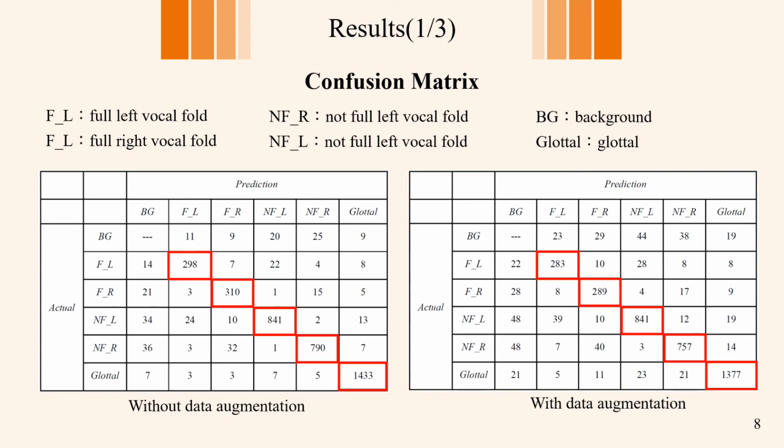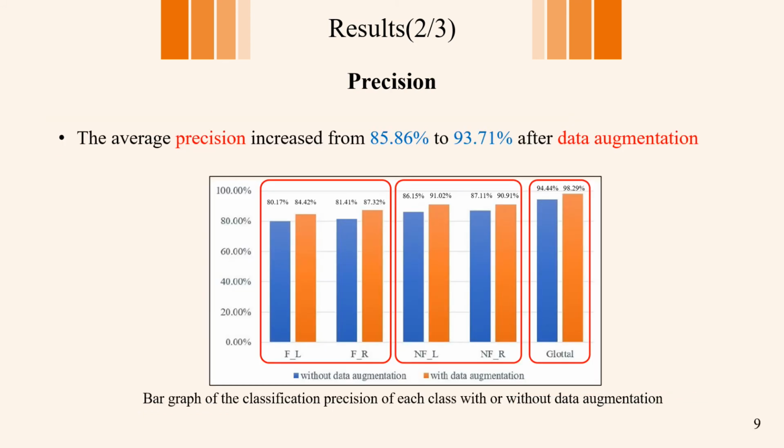In addition, due to the high similarity among the surrounding tissues of the larynx, the vocal folds, and the glottal regions, we take background as a class within the confusion matrix, representing segmentation failure. According to the confusion matrices in both tables, the numbers along the diagonal show that the model with data augmentation performs better in segmentation.